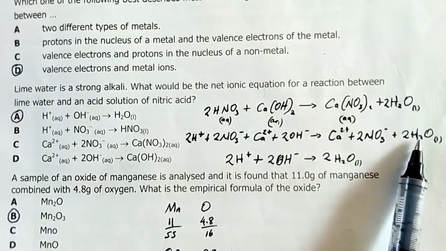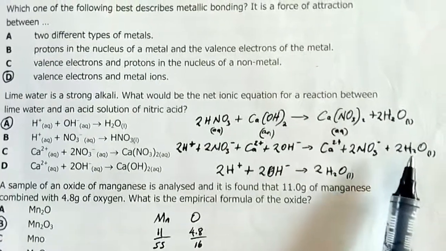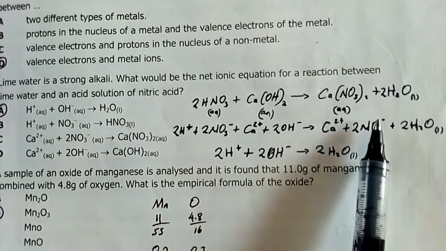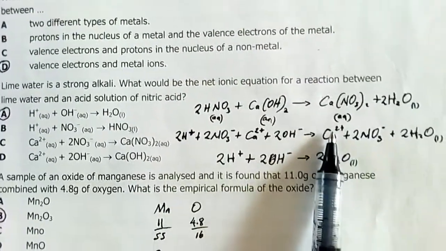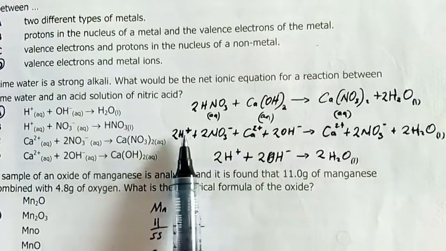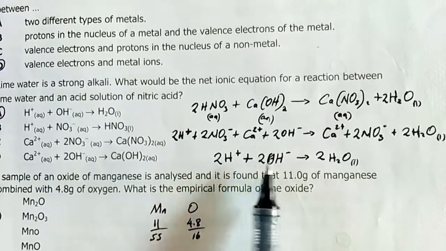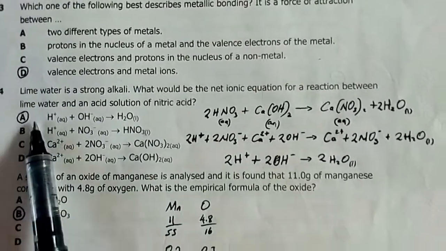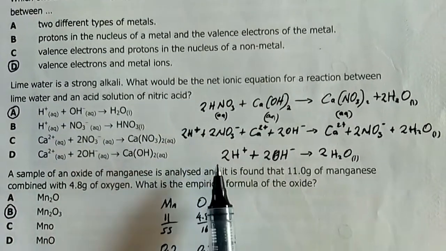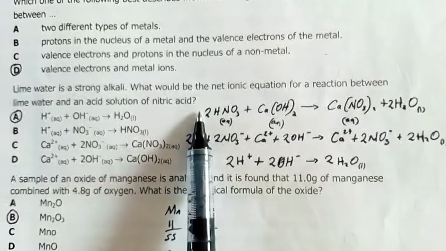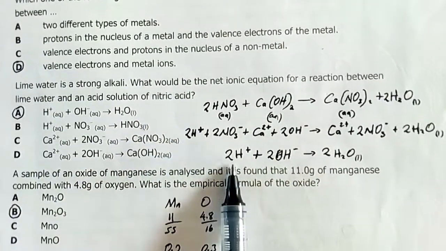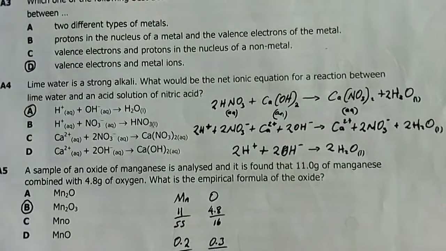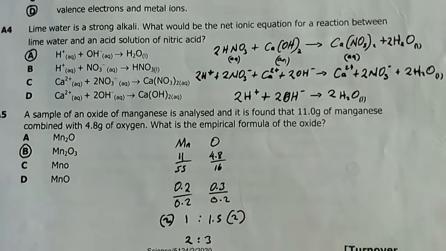Then after ionizing, I cancelled all ionic species that appeared on the two sides of the equation. So nitrate goes, calcium goes, hydroxide remains, proton remains. Therefore, you have protons plus hydroxide ions giving me water. So my net ionic equation would be A. This is my ionic equation, that's my net ionic equation, and that's my chemical equation. The net ionic equation shows only those species that are taking part in the chemical reaction.